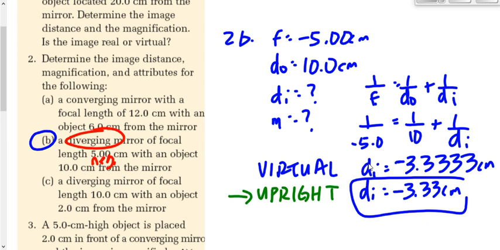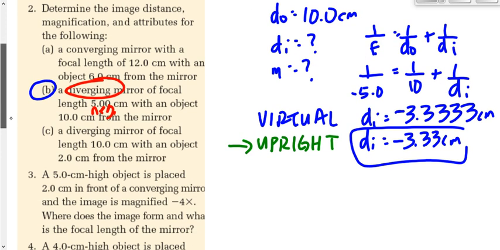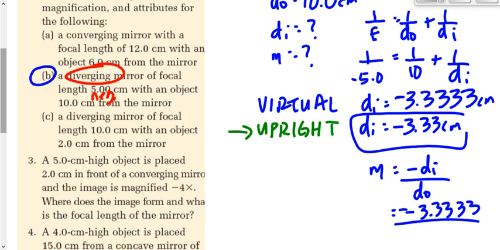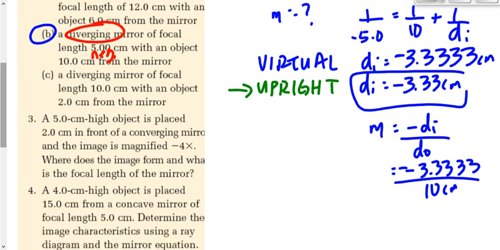Now, you can only determine that if you remember the patterns. There's always another way. I'm just saying sometimes it's helpful to remember those patterns. What else are you looking for? The magnification? hi over ho, or negative di over do. Negative 3.333 over do, which was 10 centimeters. What is that? 0.33, I think? Positive?